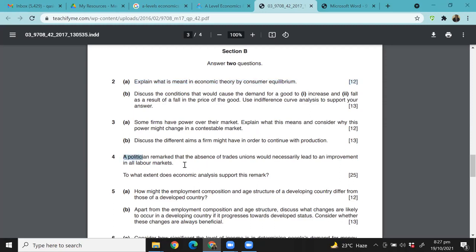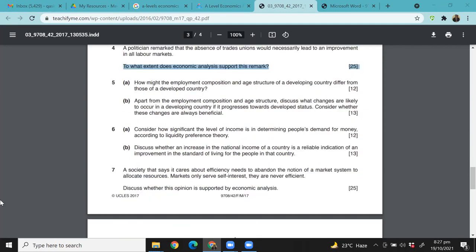A politician remarked that the absence of trade unions would necessarily lead to an improvement in all labor markets. To what extent does economic analysis support this remark? Right. Yeah, sure. So question 6 is saying, consider how significant the level of income is in determining people's demand for money according to liquidity preference theory. And the B part says, discuss whether an increase in national income of a country is a reliable indicator of improvement in the standard of living for the people in that country. So yeah.